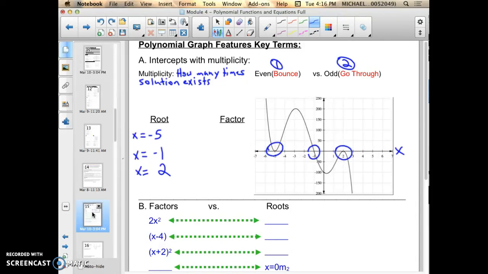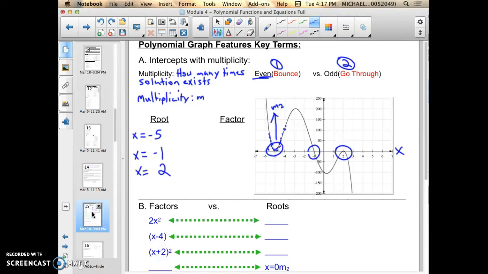Now, what happens when at -5 it's coming down and it bounces off of there? So whenever it bounces off of the x-axis, it is an even multiplicity, and in this case, for this purpose, we're going to say it has a multiplicity of 2. So I'm going to say multiplicity of 2, and I'm going to denote it with the letter M. So this is going to have multiplicity 2 because it bounces and it's even, and I know that it's even because it bounces off the x-axis.